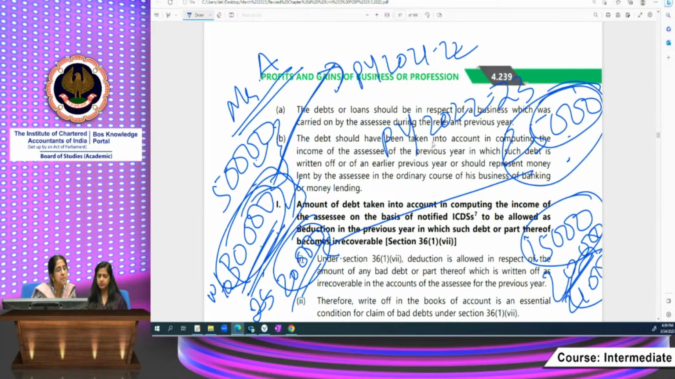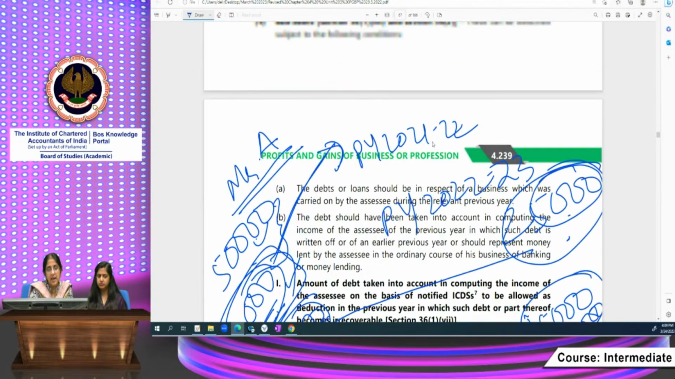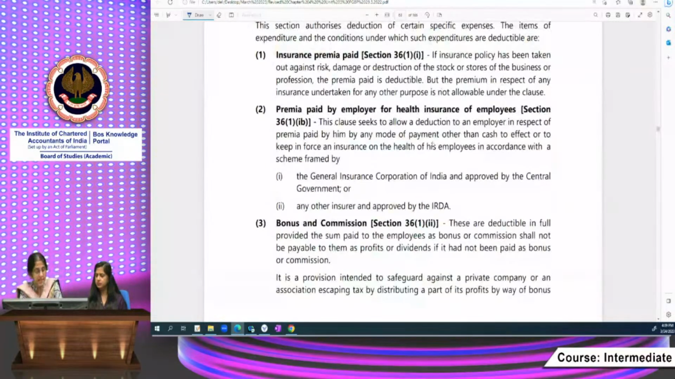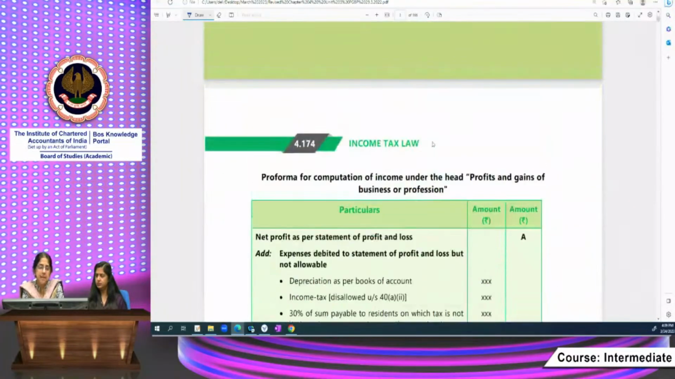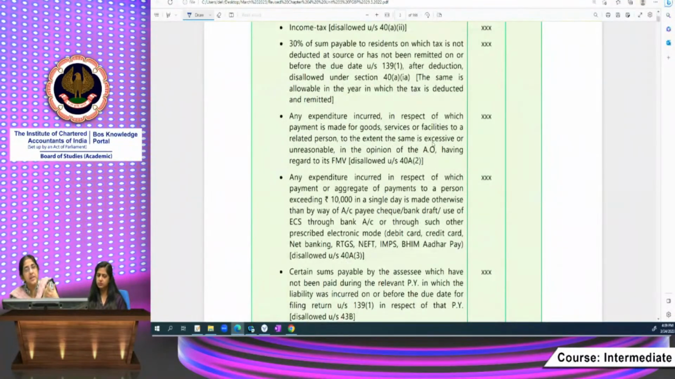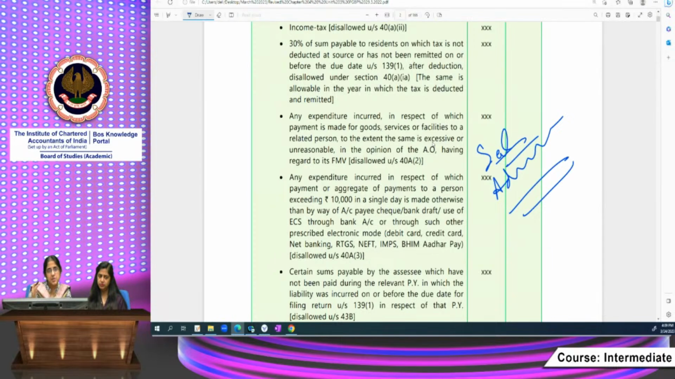Manoj, admissible and inadmissible deduction. I'm getting your point, because what was given is your statement of P&L account. Whatever is debited to your P&L account, salary expenditure, administration expenditure, whatever expenditure is given there, all those have already been deducted. And finally, you get the net profit after deduction of all these amounts.